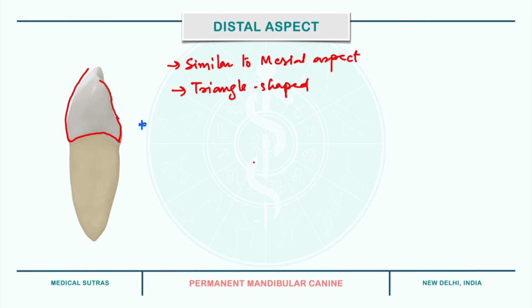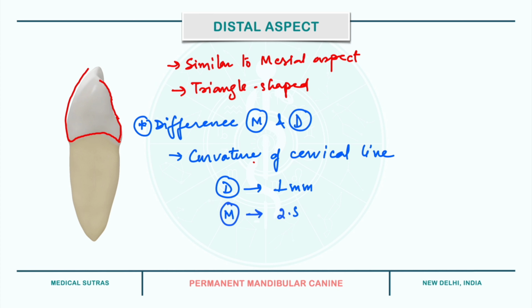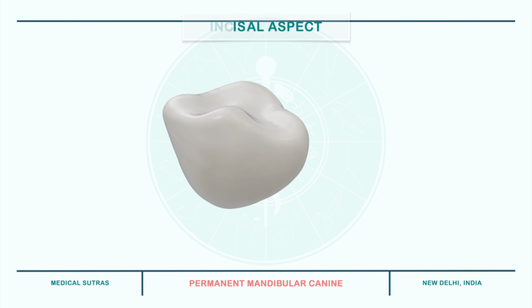The only difference between the mesial and distal aspects is the curvature of the cervical line. On the distal side, the curvature is 1 mm, while on the mesial side, the curvature of the cervical line is around 2.5 mm. Now coming to the incisal aspect.